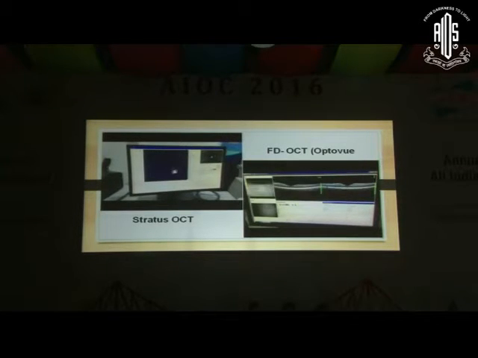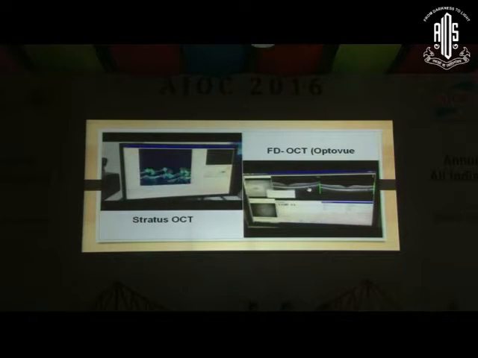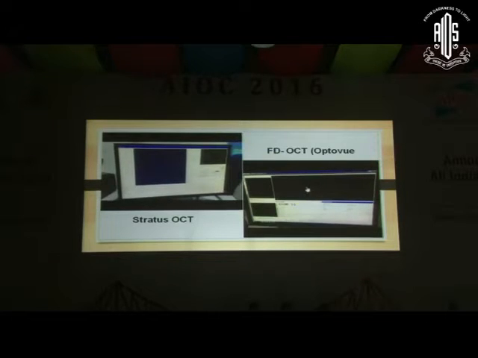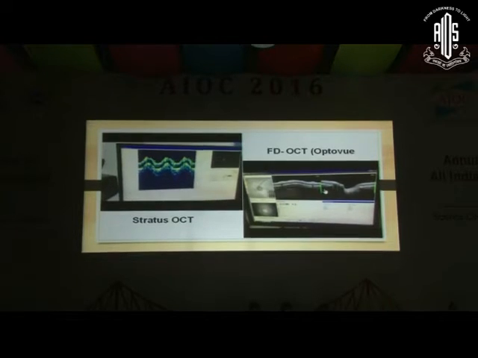Now here I'm going to do a Stratus map, and if you just compare the 2 OCTs that are going on simultaneously, you can appreciate the difference in the resolution that you're getting on the Fourier domain. Now the resolution of the Stratus is about 10 to 20 microns, and it takes about 400 points per second, whereas the Fourier domain takes 400,000 scans.